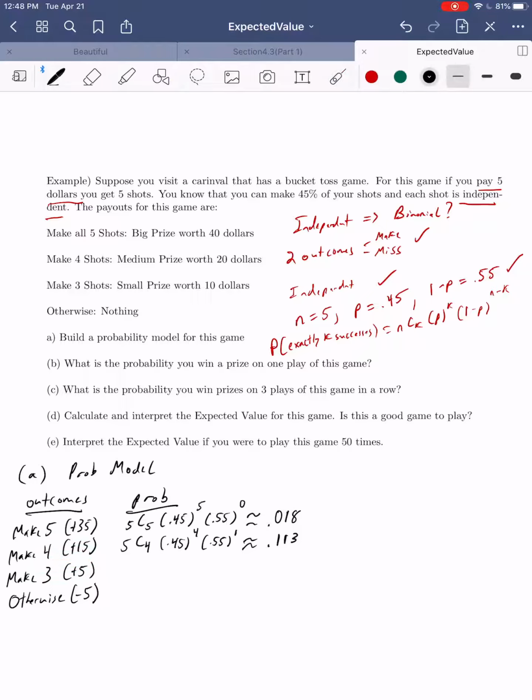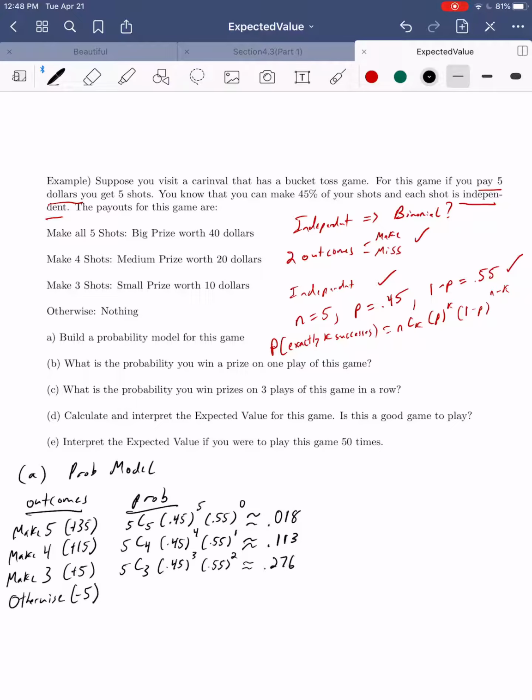All right, last one, 5C3, or second to the last one, excuse me. 0.45 to the 3, 0.55 squared. So we type that in, 5C3 times 0.45 to the 3 times 0.55 squared. And you should see that that comes out as about 0.276.